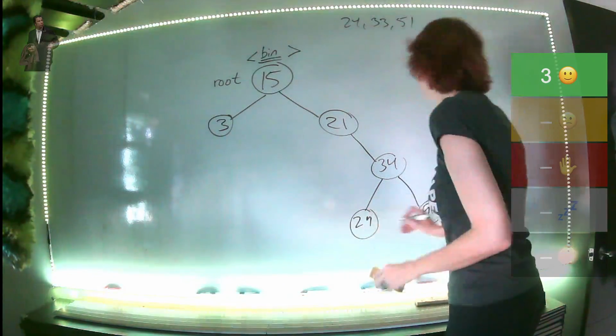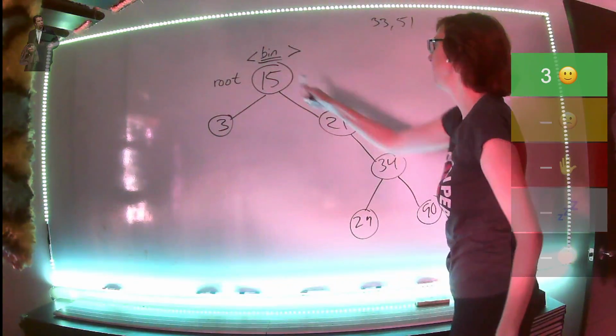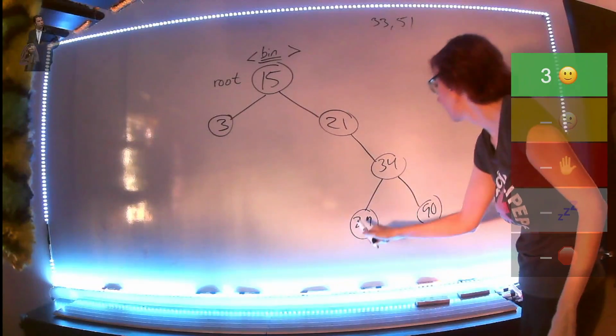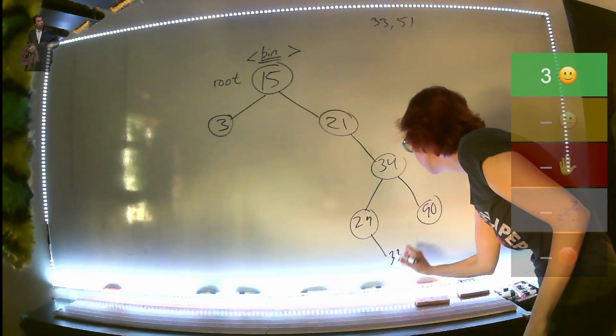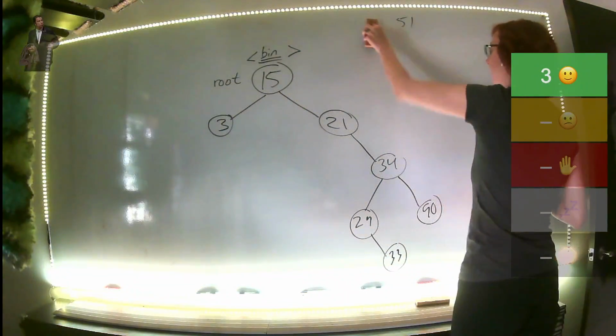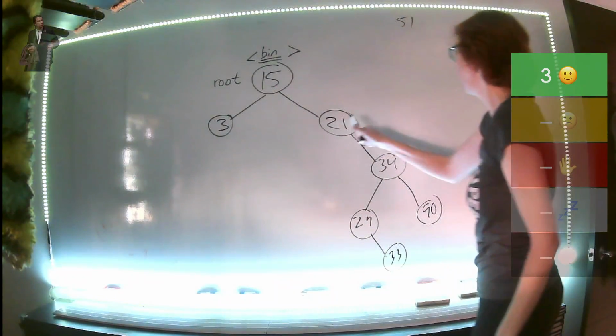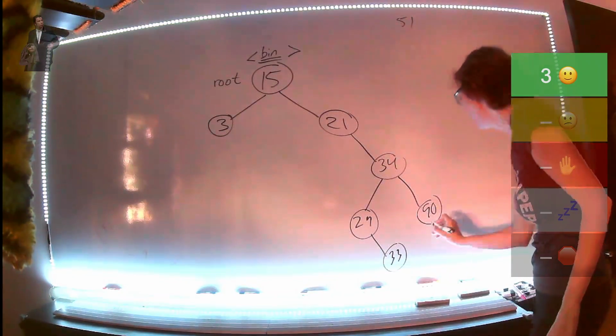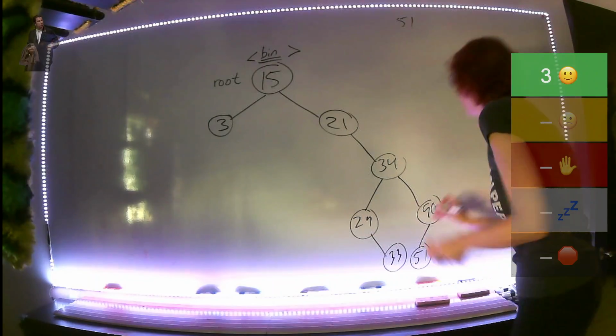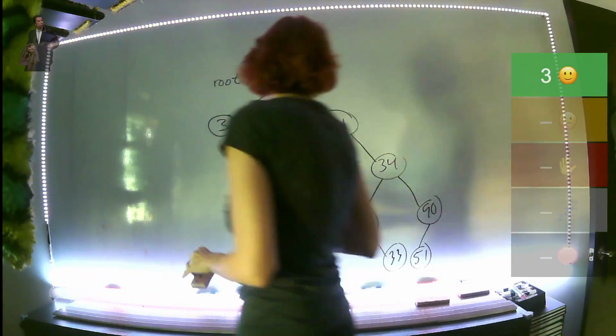Then I get a 33. Larger, larger, smaller, larger. It goes over here. And then a 51, larger, larger, larger, and then smaller than this. It's going to go over here. So now this is a binary tree.